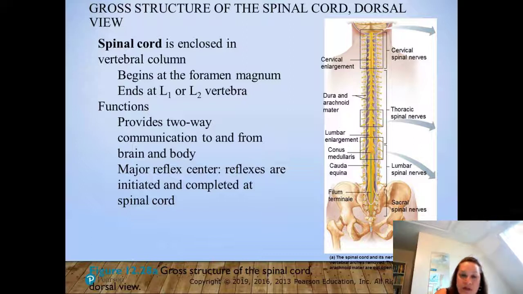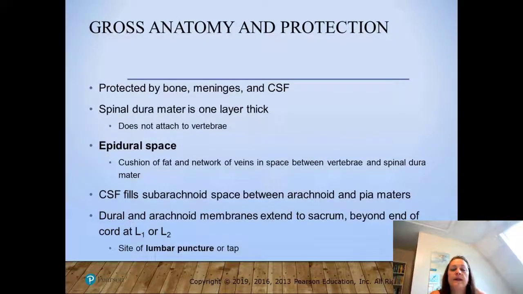It connects the brain with the rest of the body, provides a two-way communication where we have sensory and motor coming from the brain to the body, sensory going from the body up to the brain. Another interesting thing about the spinal cord is that it is a reflex center. So for many of our reflexes, it'll go into the spinal cord and the decision will come back out again without actually going up to the higher brain centers.